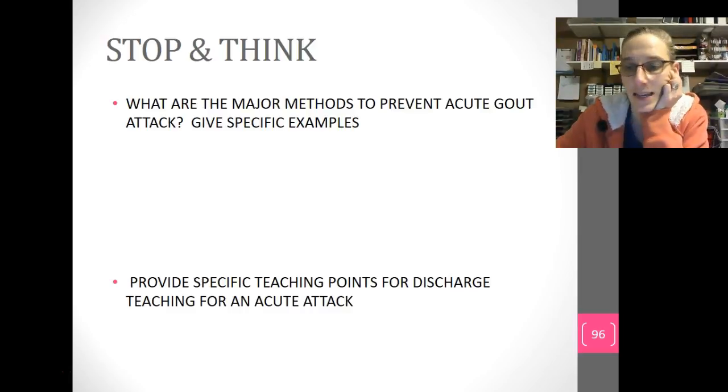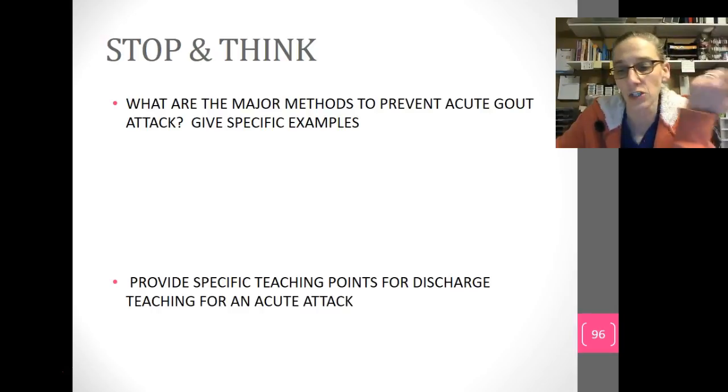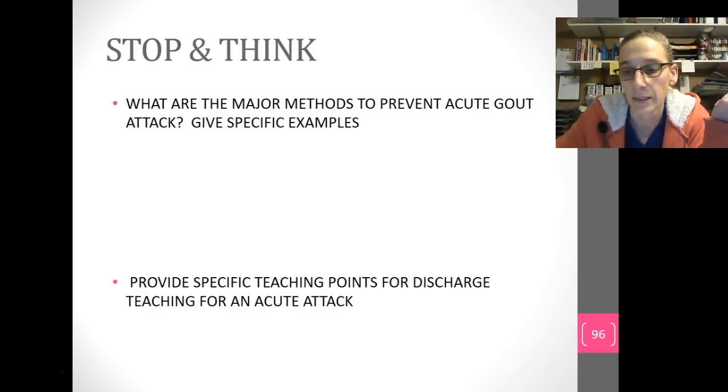Methods to prevent attacks are going to be things like decreasing the sodium urate. What you're trying to do is decrease the sodium urate in extracellular fluids so deposits don't form. So you're going to avoid foods containing purines, so your organ meats, shellfish, sardines, mushrooms, alcohol, spinach, and anchovies.